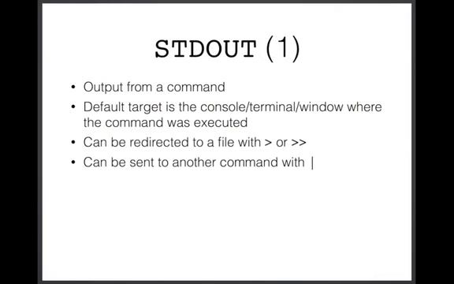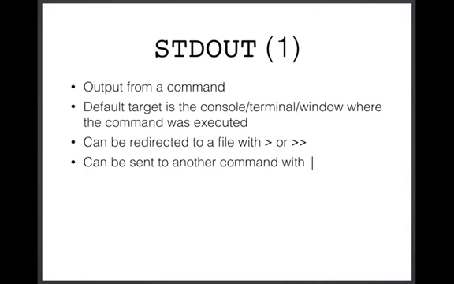And then standard output, or stream 1, is the normal output from the command that you run. So you run any command, echo or ls or any of the commands you run from the command line. The normal output that they show you is their standard out. And the default target for that is the console or terminal or window where the command was executed. Kind of the shorthand for that would be the screen. Whatever you're looking at when you run the command, that's what your default standard output is going to be.